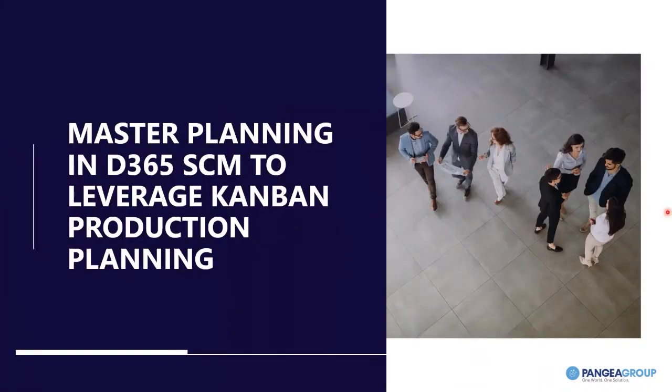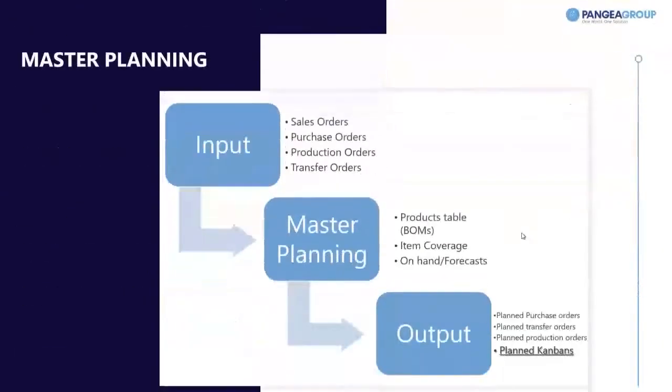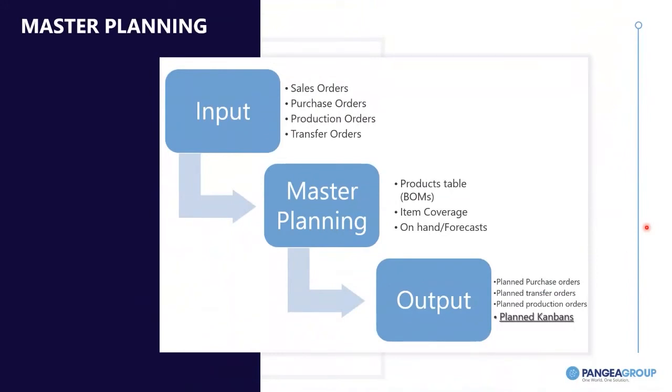This first part of the demo is based on a mixed manufacturing system that combines both pull, or Kanban make to order, and push standard production by taking advantage of the master planning module. So, a quick view of the master planning module in Dynamics 365 Supply Chain Management. It comprises basically 3 areas.